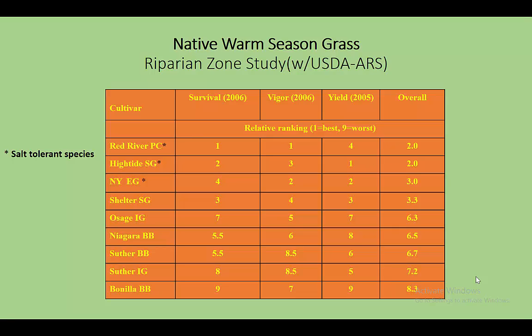As it turns out, the three best performing species were prairie cordgrass, switchgrass, and eastern gamagrass. And it so happens that those three species also have a fairly decent level of salt tolerance. So they can be used, and again, that provides a little bit more credence and background on where these species can actually be used.